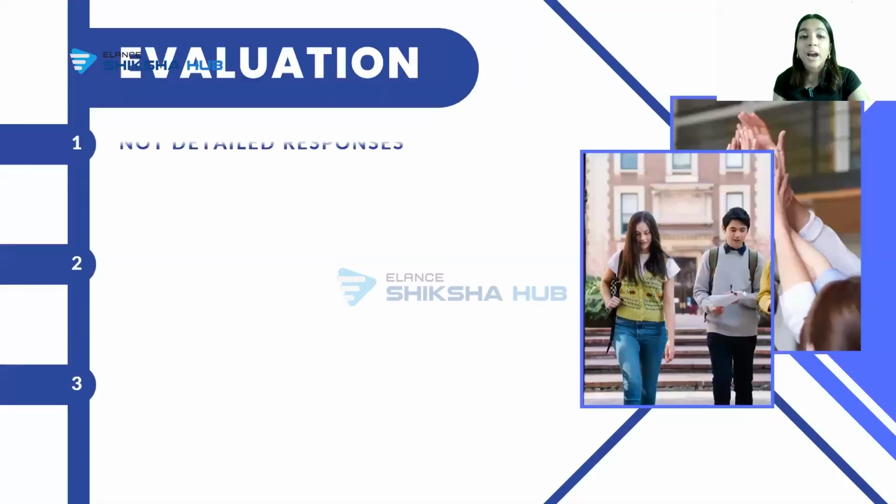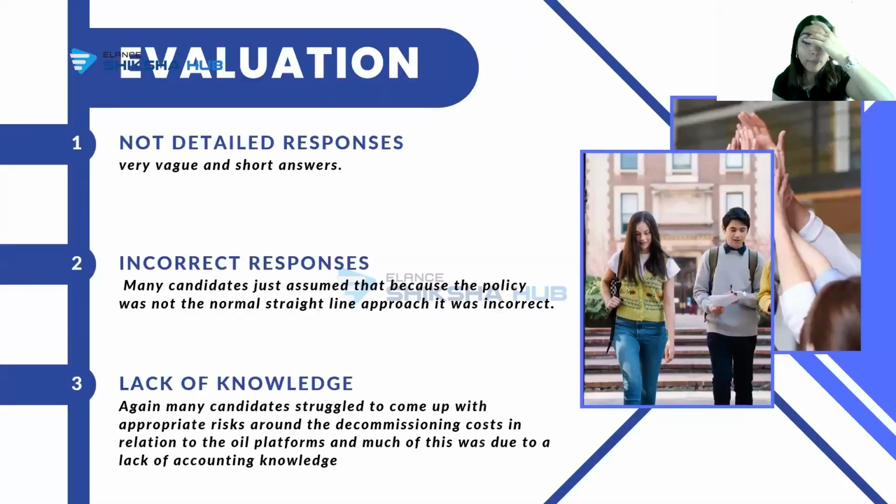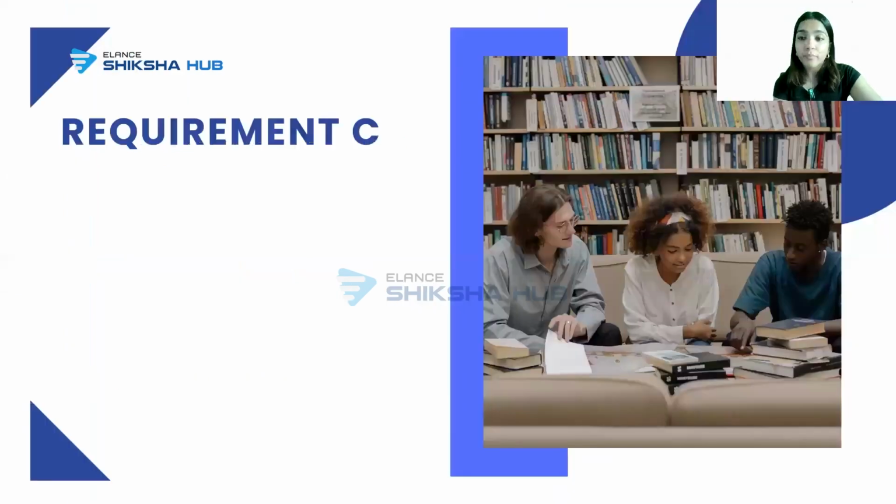Now, when it comes to evaluation, there are a few comments that the examiner has given us. Not detailed responses, vague and general, incorrect, because many candidates just assume that because the policy was not the normal straight line... See, if you are commenting just that the depreciation policy was inappropriate, no. Lack of knowledge: many candidates struggle to come up with the appropriate risk around the decommissioning cost in relation to the oil platforms, and much of this was due to the lack of accounting knowledge. This is the reason why I tell my students to give SBR first and then come to the AAA paper.